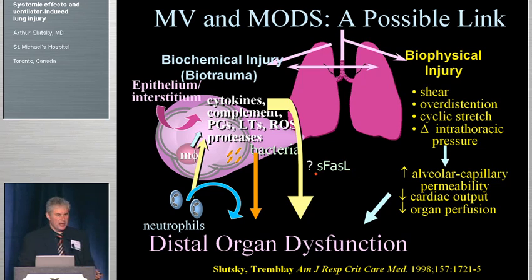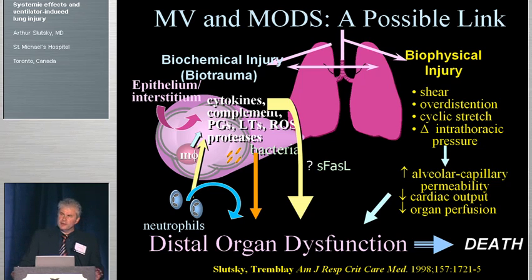Perhaps one of the mediators that's important in humans is Fas ligand, soluble Fas ligand. We don't know for sure yet. It's just speculative at the moment. And this could potentially all lead to increased mortality. So this is, at the moment, still a speculative figure, if you like.